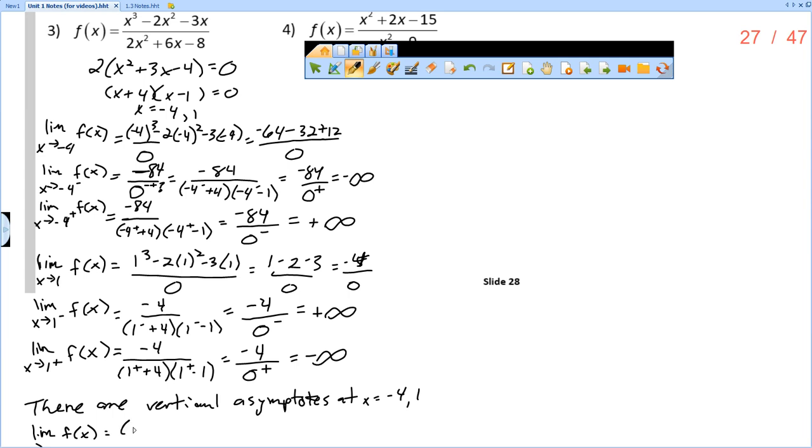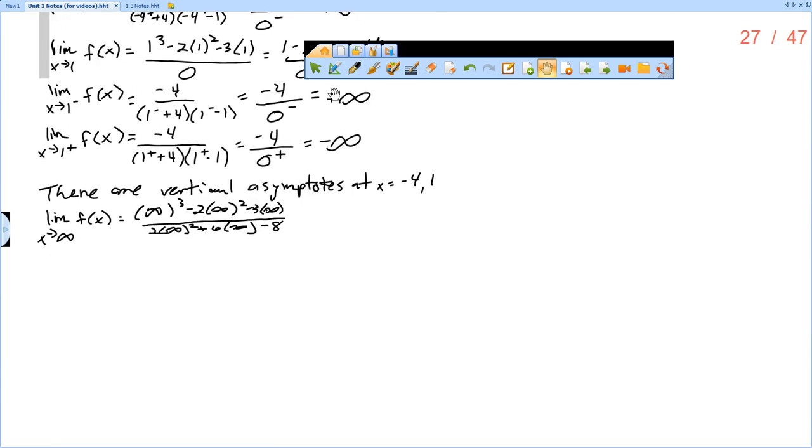And so that means we are taking infinity cubed minus 2 times infinity squared minus 3 times infinity, right, over 2 times infinity squared plus 6 times infinity minus 8. All right, so sorry about that. I just couldn't see that other part. All right, so now, well, of course, infinity cubed is infinity minus 2 times infinity squared.